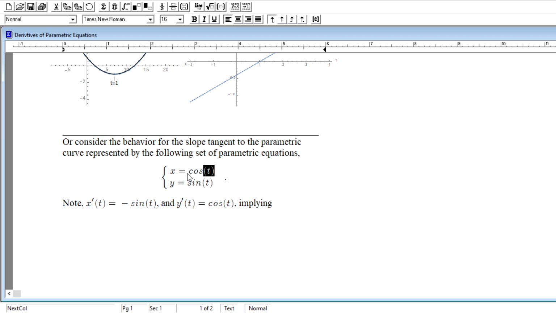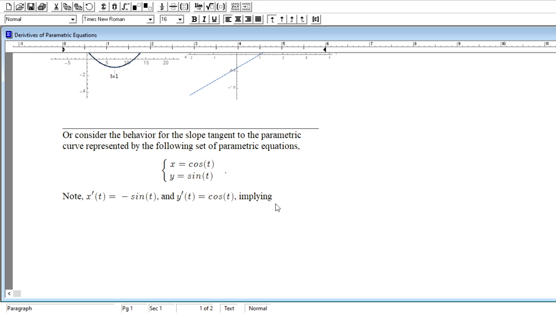What we will note is that x prime, the first derivative of x, is negative sine t, and y prime, the first derivative of y, for sine of t would be cosine of t. And if we put the y prime value over the x prime value, that will produce negative cosine t over sine t, or what we understand is negative cotangent of t.